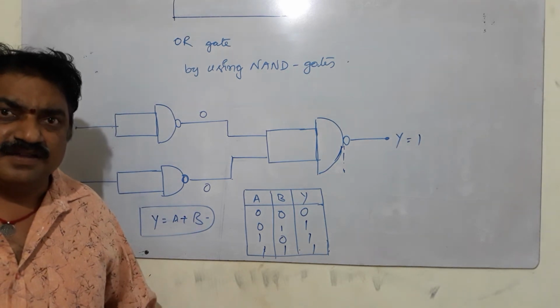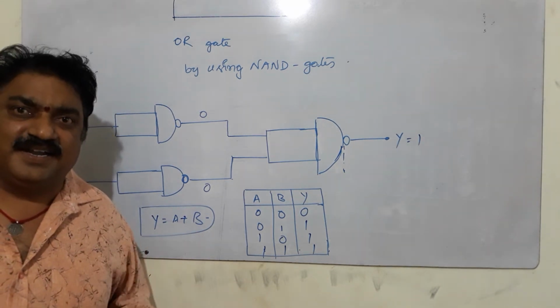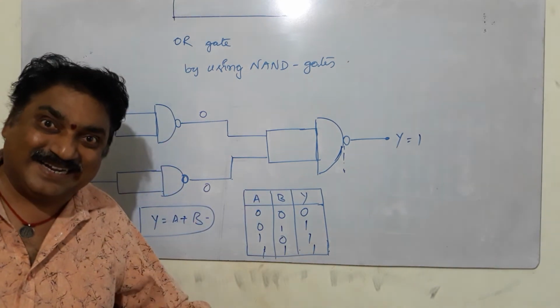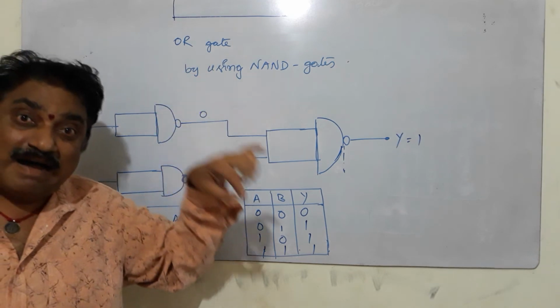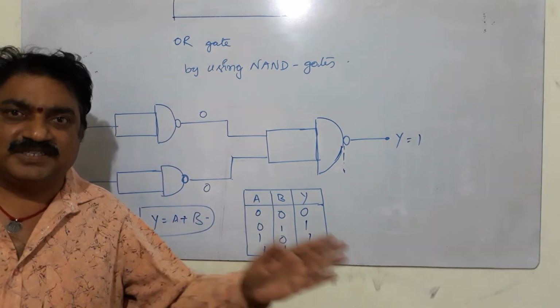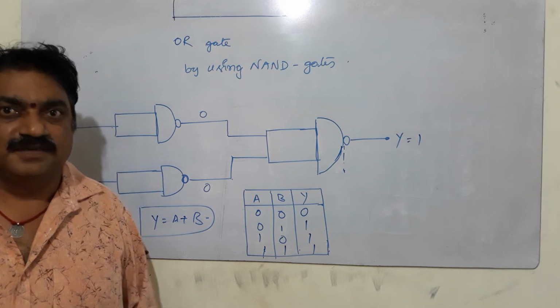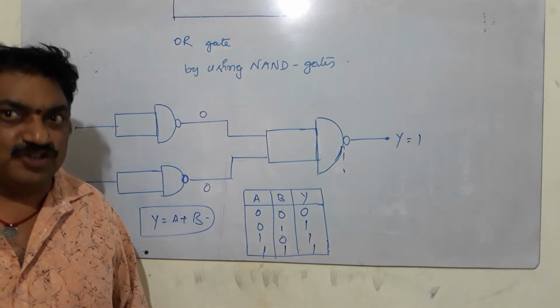Universal ga ఈ OR gate ni, AND gate ni, NAND gate ni, NOR gate ni, NAND gate ni మరియు NOT gate ni మనం యూనివర్సల్ గేట్స్ అని అంటాము. Next, we will discuss the next topic.